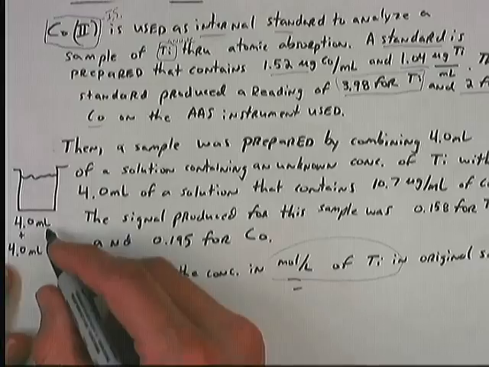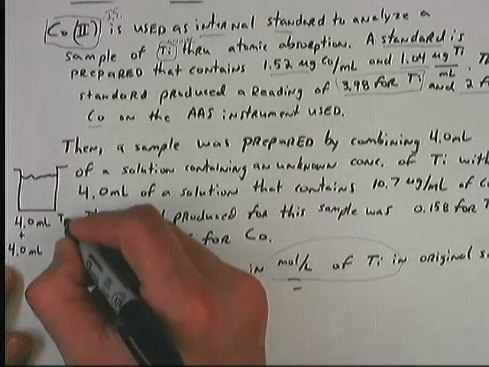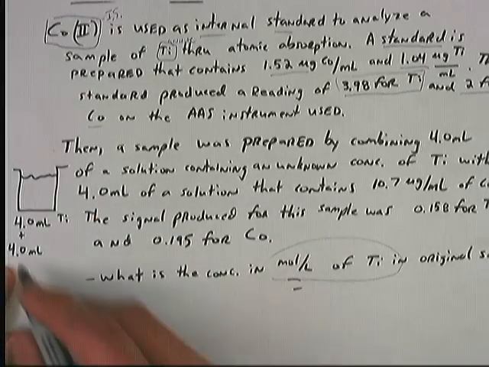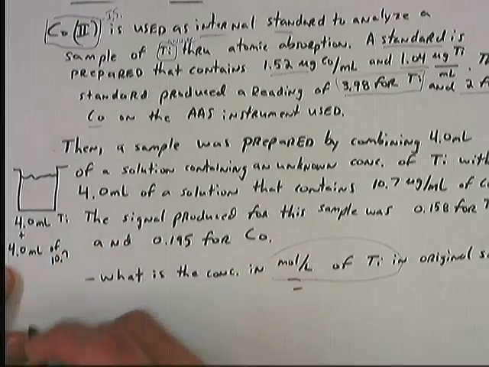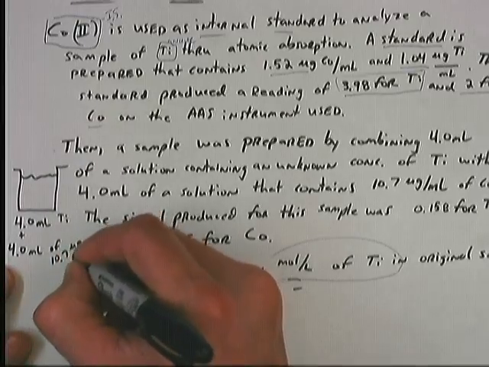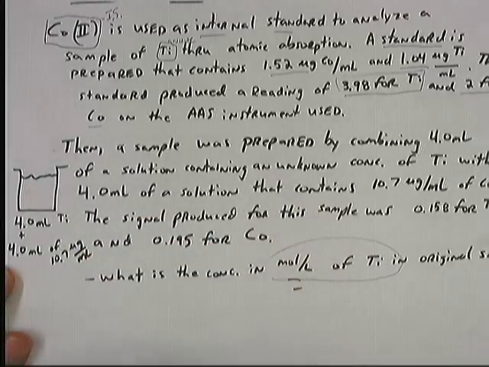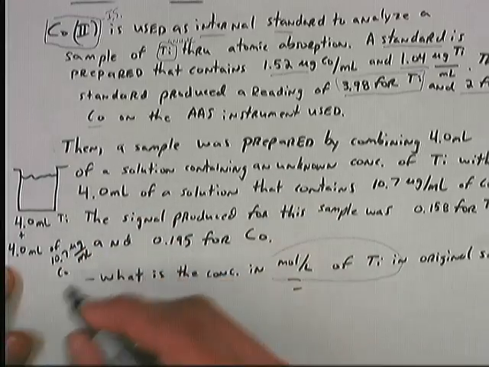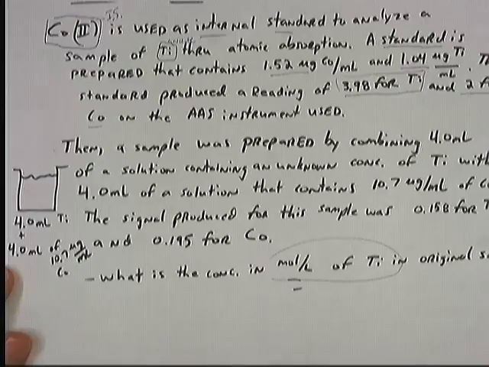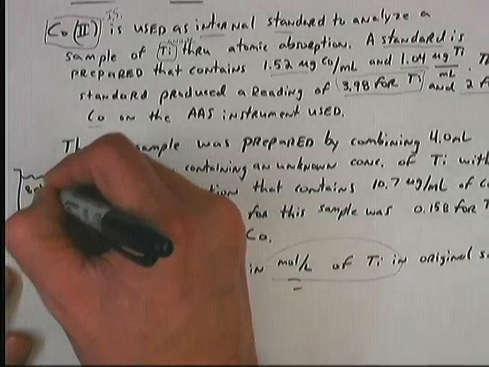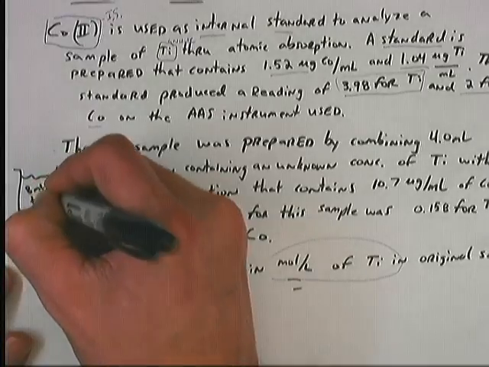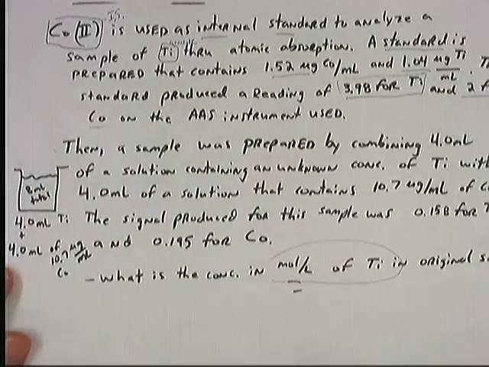So I've got 4 mL of a titanium solution, and I've got 4 mL of 10.7 micrograms per milliliter cobalt. That's my IS, my internal standard. So this is going to be 8 mL total. I'm going to take that sample after I mix it.